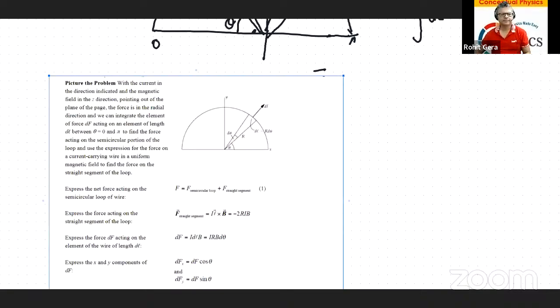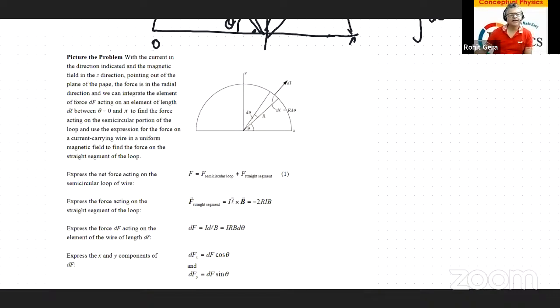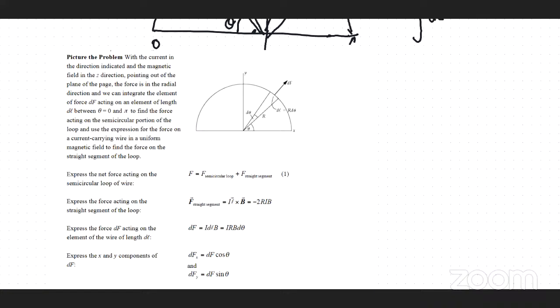Look at this. So with the current in the wire as indicated, with the magnetic field direction in z axis, हमारी भी z में ही है. The force is in the radial direction, and we can integrate the elements. So force is in radial direction. It has to be perpendicular to both r dθ, and so it is coming out. The force is in radial direction for this particular part.